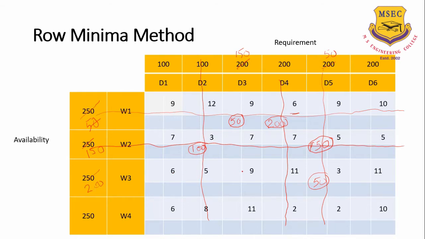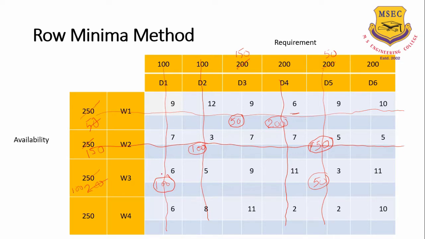Now if I look at the next minimum in this particular row, it is now the 6. So 6 means that is from W3 to D1. Now how much is available? I have 200 units and I have got 100 units required there. So if I give 100 units, that means I transport 100 units from here to here, my requirement D1 is satisfied, so I cancel that particular column, and this 200 turns out to be 100 again, right?